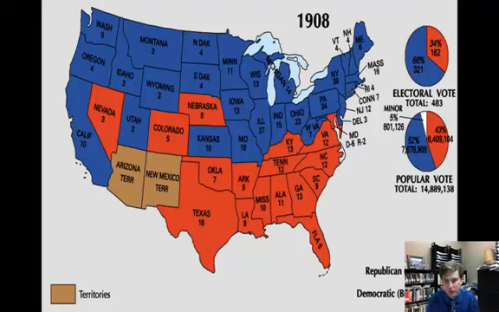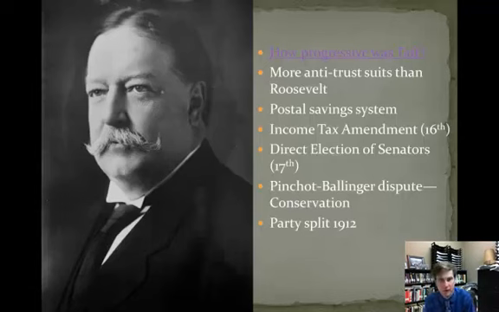The Democrats would nominate William Jennings Bryan again, so they go back to kind of a left-wing candidate. But the question is, how progressive was Taft? He had more antitrust suits than Roosevelt, so he was actually more progressive in that regard. The postal savings system was put into effect during the Taft administration, which is something progressives wanted. I talked about that in one of the last presentations.